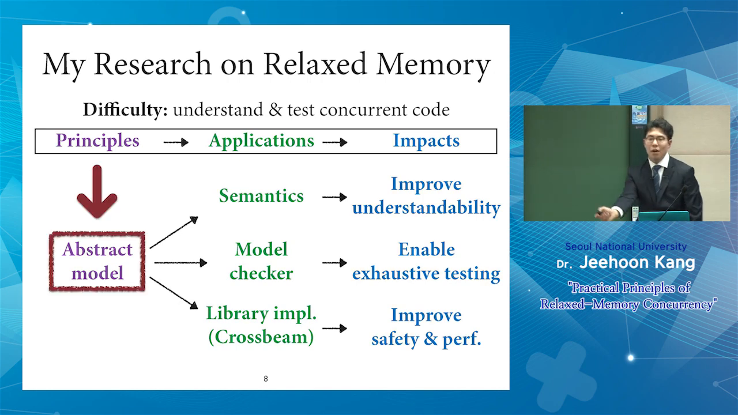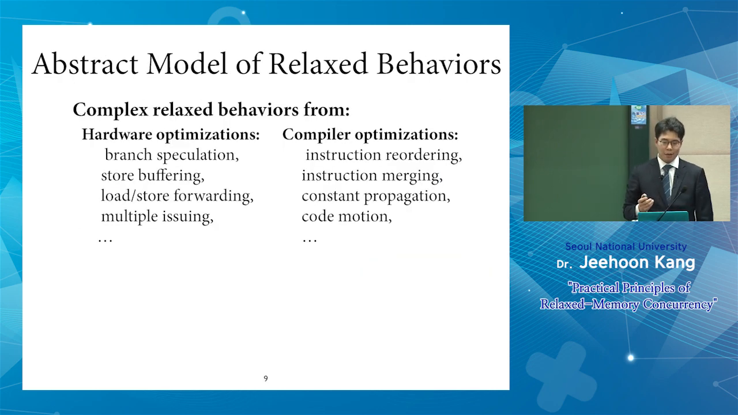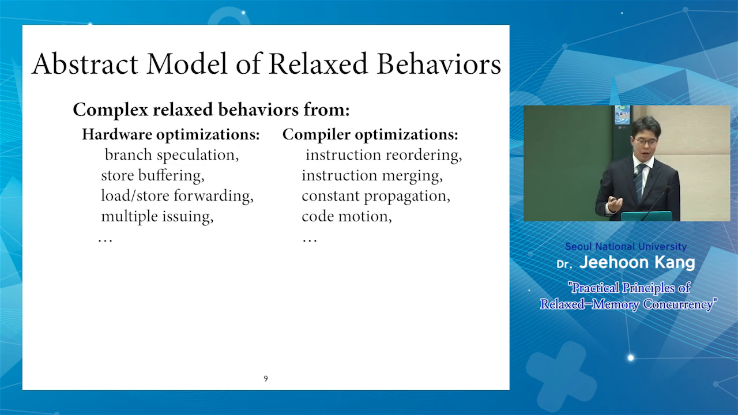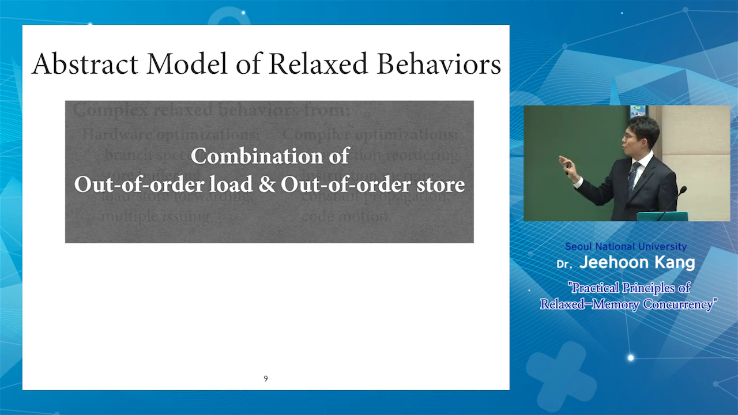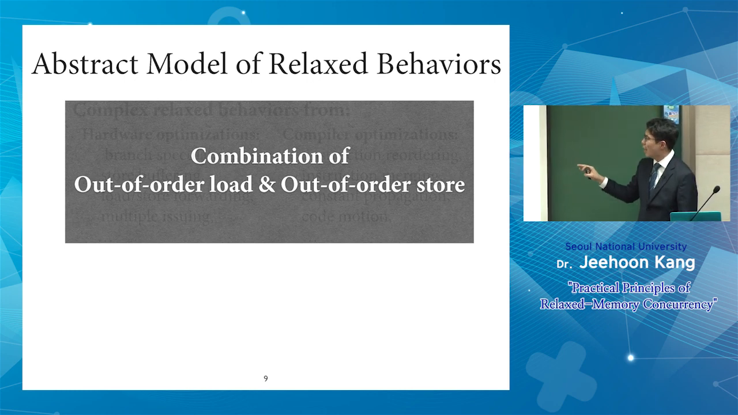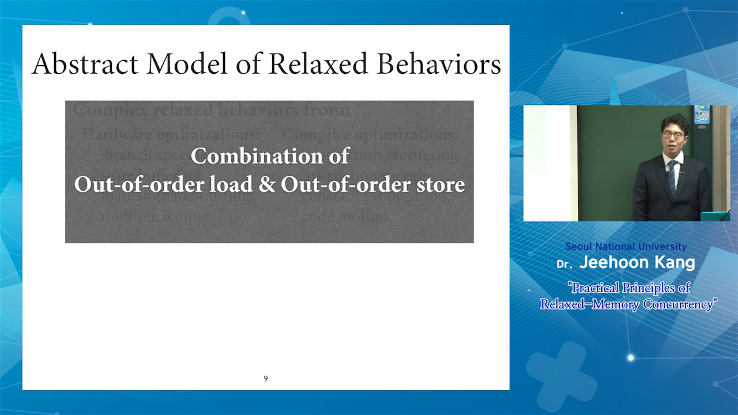OK. Now, I'll tell you about the abstract model of relaxed behaviors. I said that many complex relaxed behaviors are arising from these hardware and compiler optimizations. Our first observation to simplify this complexity is that actually they are all combination of two basic relaxed behaviors. One is out of order load behavior, and the other is out of order store behavior.